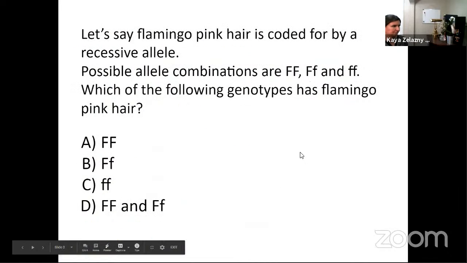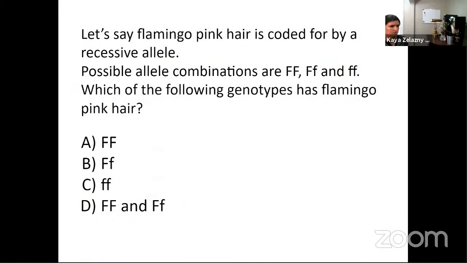Okay, so we're going to do one poll question, and I will send out some information about what we're going to do to get us caught up. But let's just do this quick poll. If we say we have this code for flamingo pink hair and we have a recessive allele, when would we actually see that pink hair?